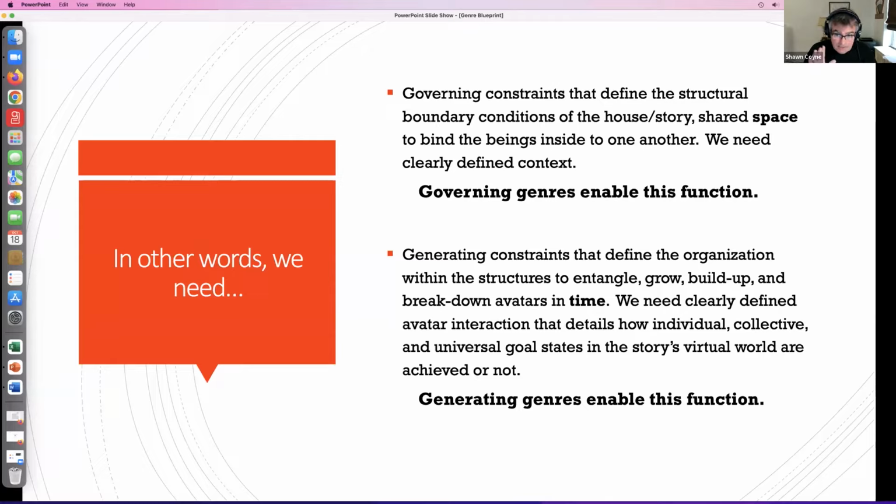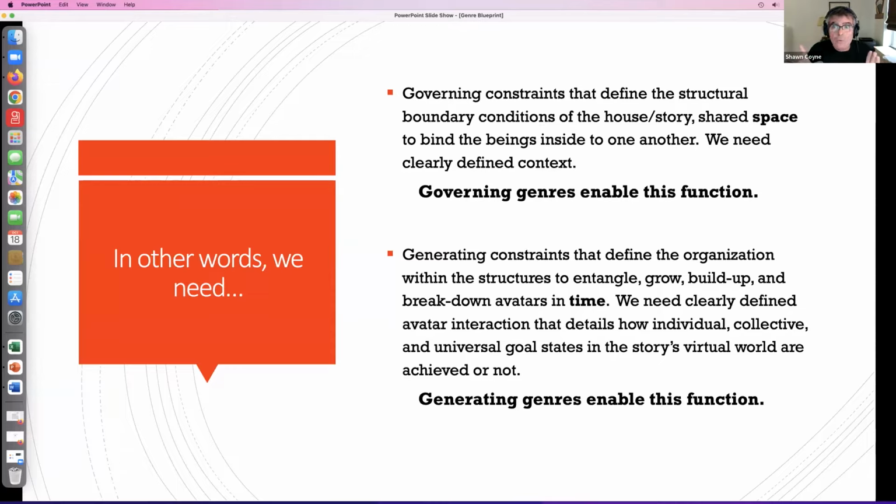So governing constraints define the structural boundary conditions of the house or the story, the shared space that binds the beings inside that building or that story to one another. We need clearly defined context. So the governing genres give us clearly defined spatial context. Remember I was talking about space and time? This is how we handle the space dimension. It's through the governing genres that enable this function.